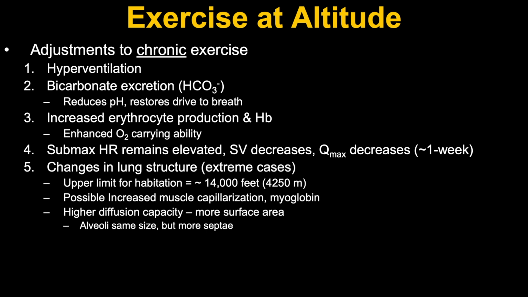In extreme cases, we actually see physical changes to the lung. The upper limit for human habitation at altitude seems to be about 14,000 feet or 4,300 meters. In people who have lived in the Andes or Himalayas for years or even generations, you start to see some structural changes in the lung that have allowed these folks to adapt to live in these harsh environments where hypoxia is very prevalent. Some of these include increased muscle capillarization as well as an increase in myoglobin. There also seems to be a higher diffusion capacity from the increased surface area.